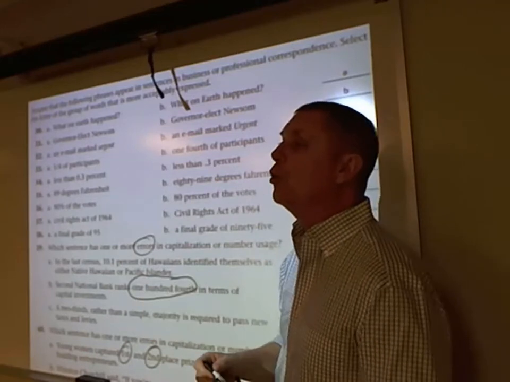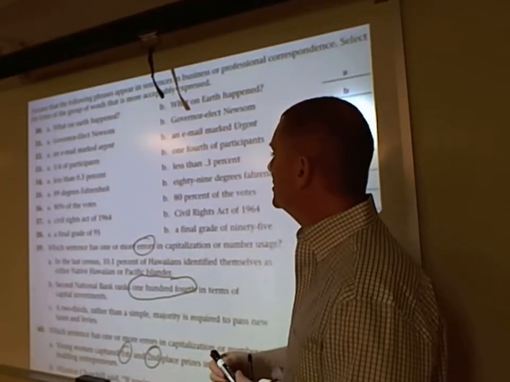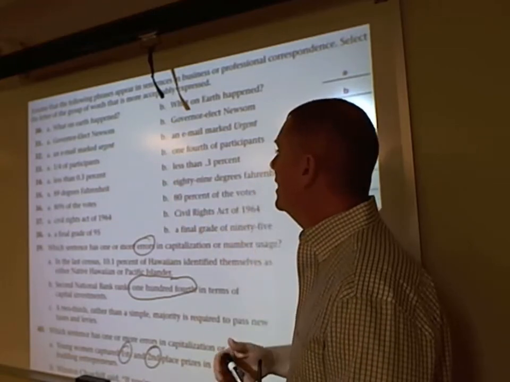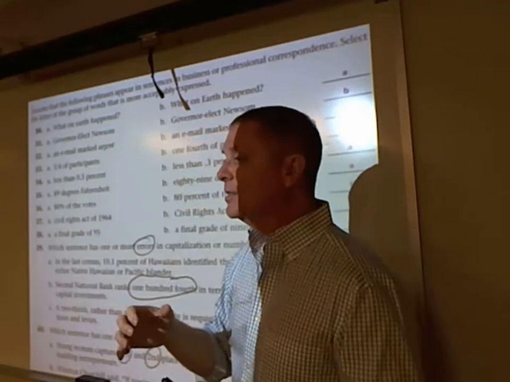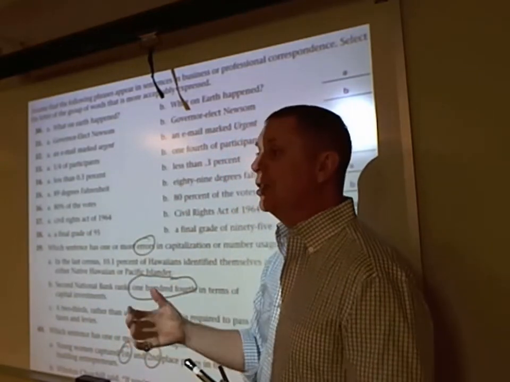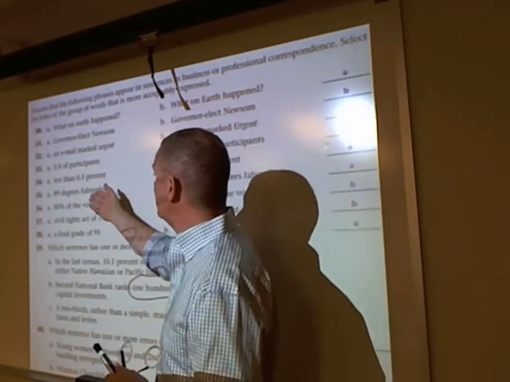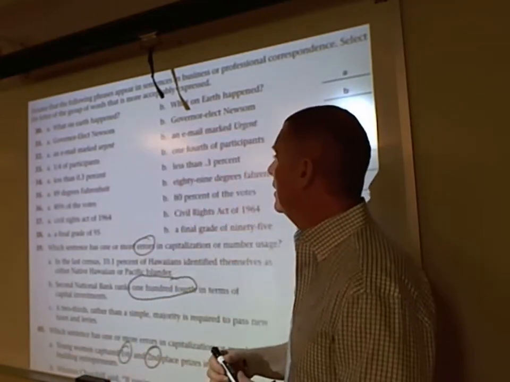35, 89 degrees Fahrenheit. Fahrenheit and Celsius are derived from people's names and are still capitalized, and it's a measurement. Degrees is not, but 89 is a figure, regardless if it's 1 degree Fahrenheit or 300 degrees Fahrenheit. So letter A is your correct answer on 35.